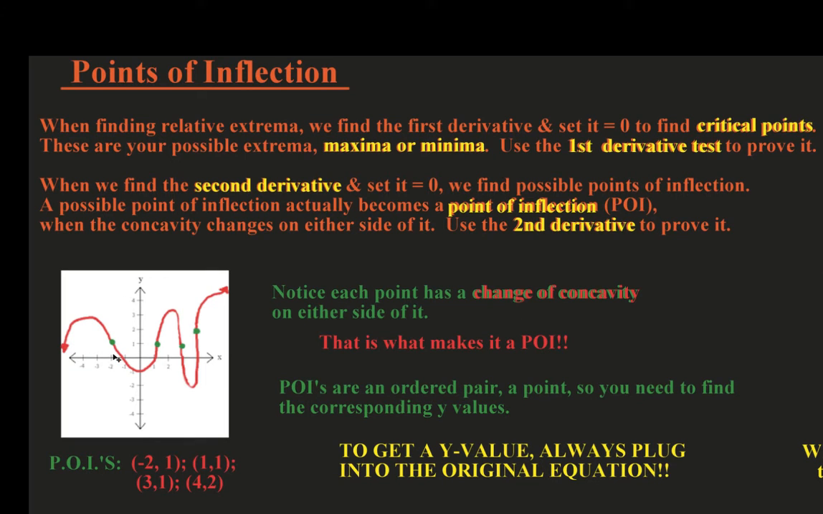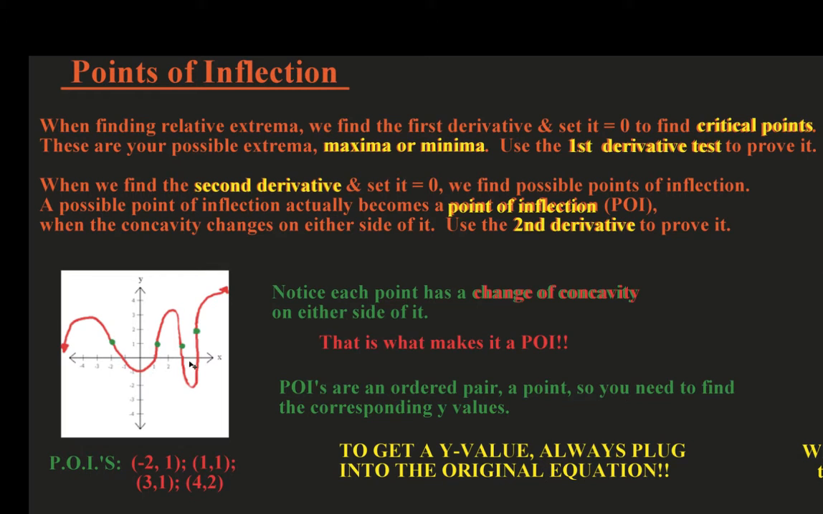So, looking at this graph here, you see all these green dots. These are all points of inflection. The points of inflection, these green dots, would be listed as an x and the corresponding y. -2 has a function value of 1, so does 1, 3, but here at 4 we have a y value of 2. So you see how they're listed? It's an x and a y.